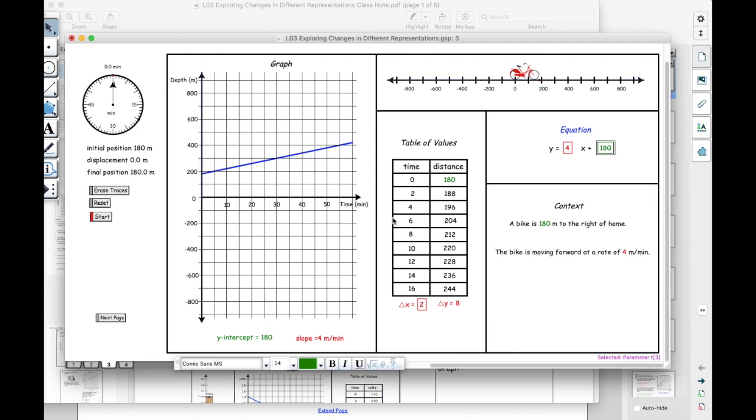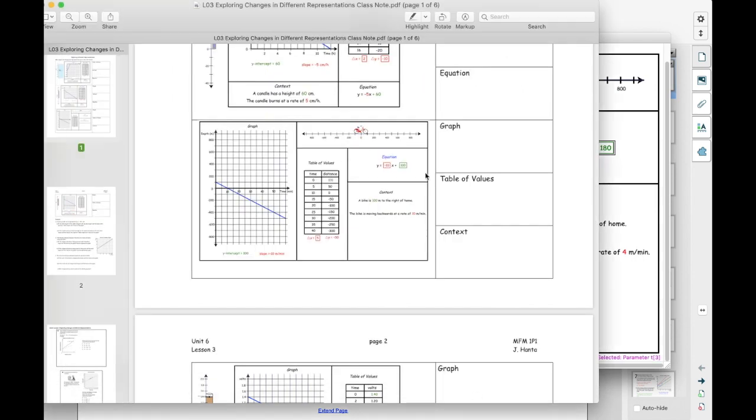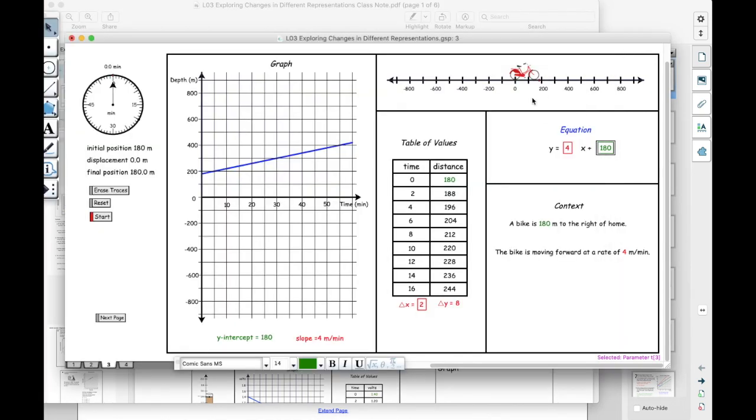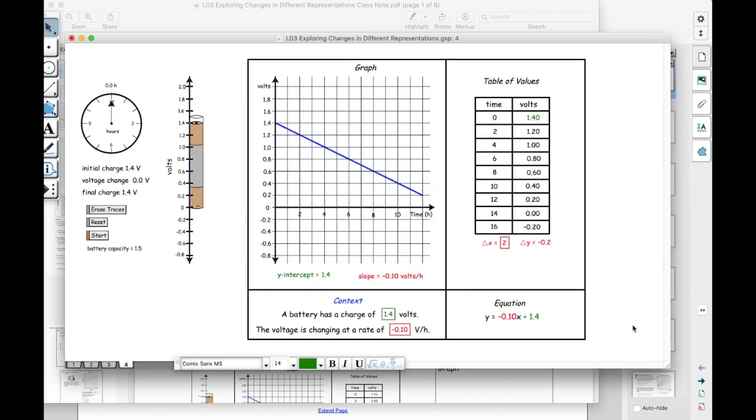All right, I think that will do it for that one. So we're just going to come over here, and I'm going to remind you just to summarize. We changed these values in the equation. What impact did it have on the table, the context, and the graph? Time to ponder, pause for you to write a summary there. All right, resuming. Hopefully you wrote a nice summary, and now we're going to look at the last context.